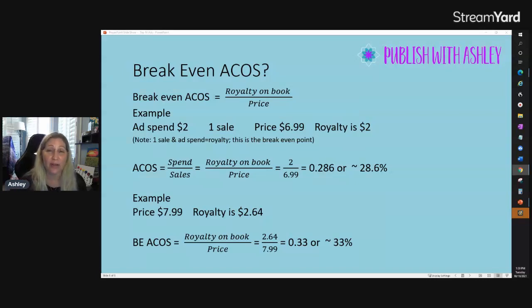How much you've spent over how much you've done. And that's not profit. Remember, sales is the $7 that I sold it for. My profit might only be $2. So it's really important to know all your numbers.